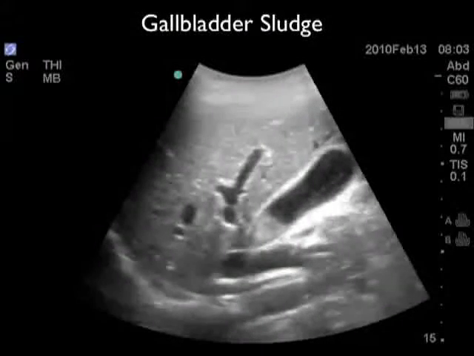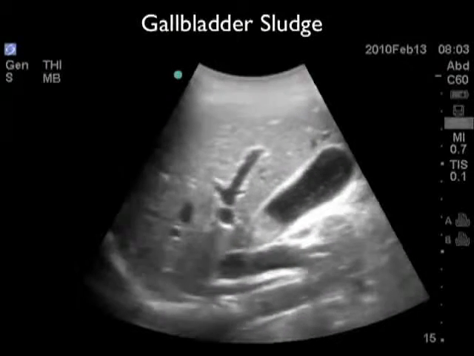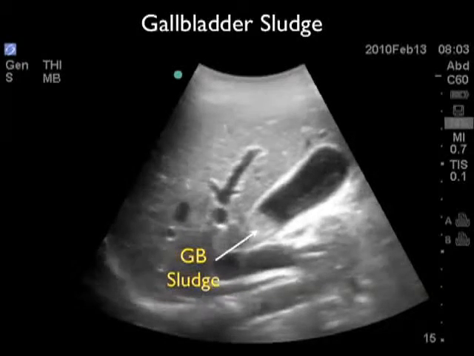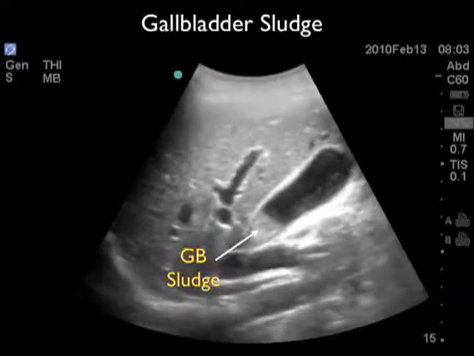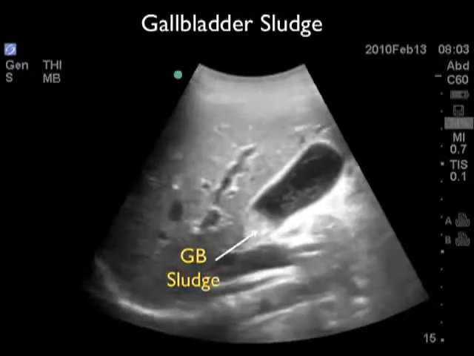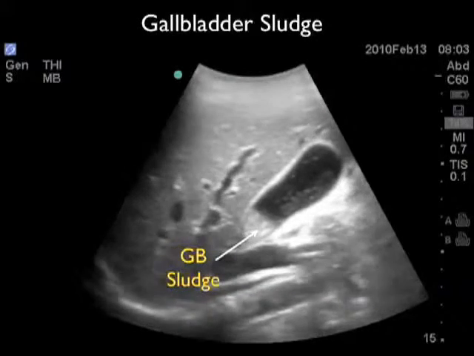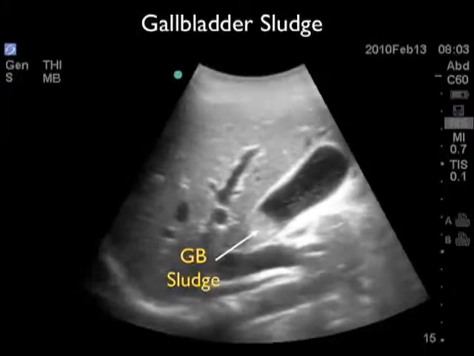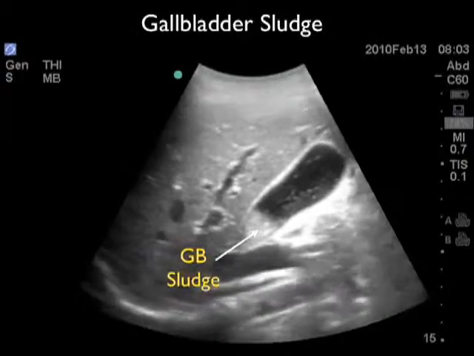Here's a video clip from a patient who presented with right upper quadrant pain, and we see here the gallbladder in the middle of the image. Let's look towards the neck of the gallbladder, and we appreciate a fluid level that's made up of gallbladder sludge. The sludge is tucked in there towards the neck of the gallbladder, but we see crystals moving up towards the fundus and towards the body of the gallbladder.